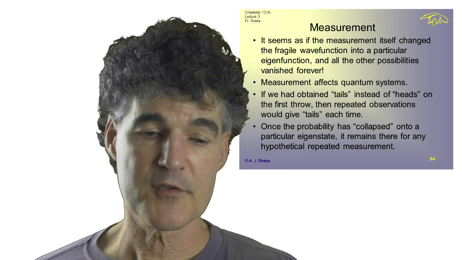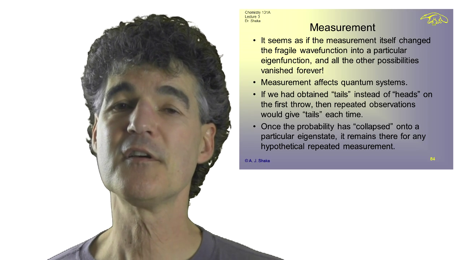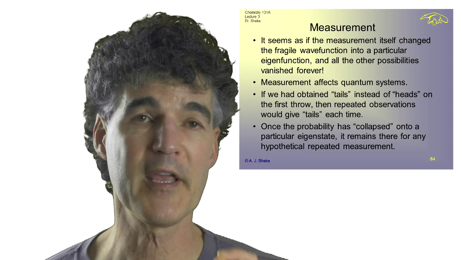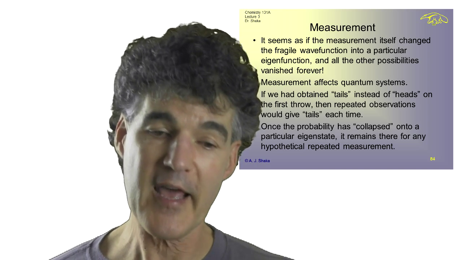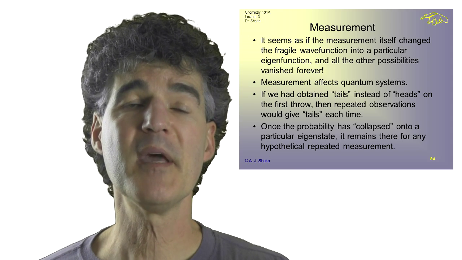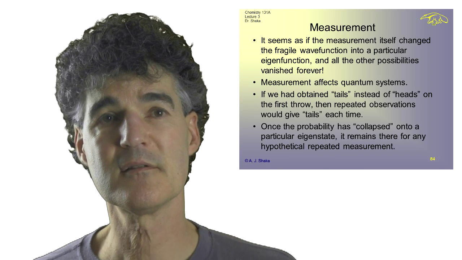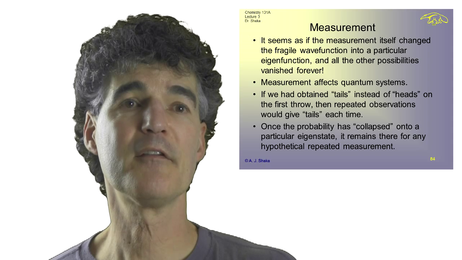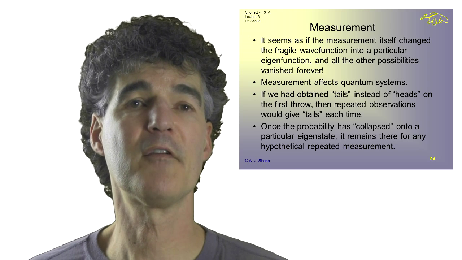But before we made the measurement, it seemed like there were other possibilities. And if we start all over, not with the one we've measured, but with an identical particle coming through that we haven't measured, then we might get a different answer. And then if we measure that again, we'll get that different answer again, and so on and so forth. And so it seems as if the measurement itself took this very fragile thing, this wave function, and made it collapse onto a particular eigenfunction. Said, right, this is it, and then all the other possibilities vanished forever.